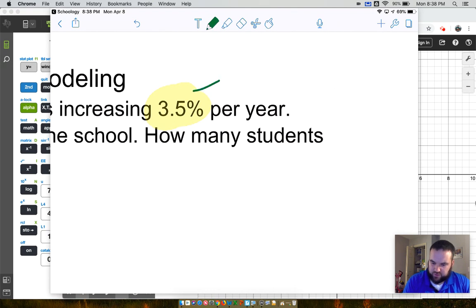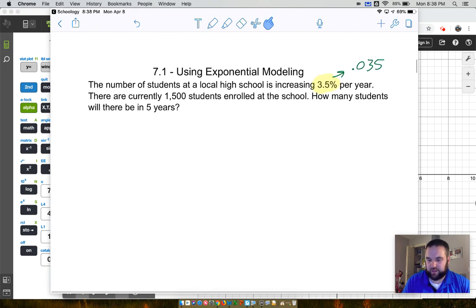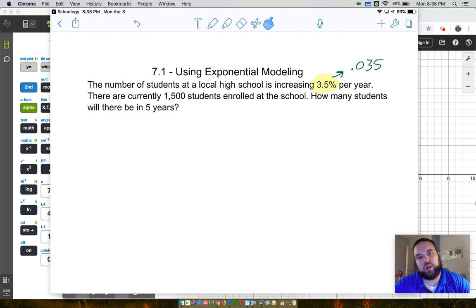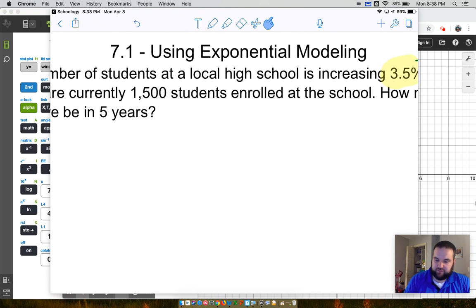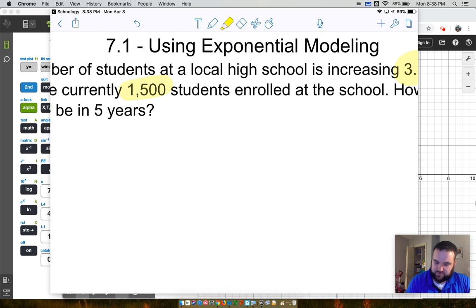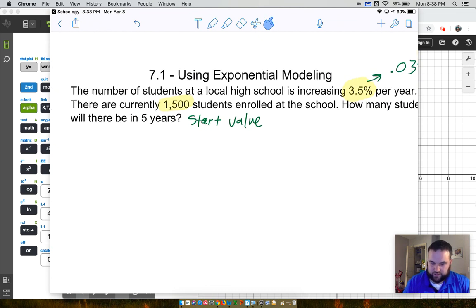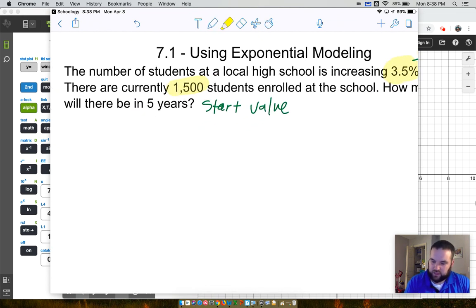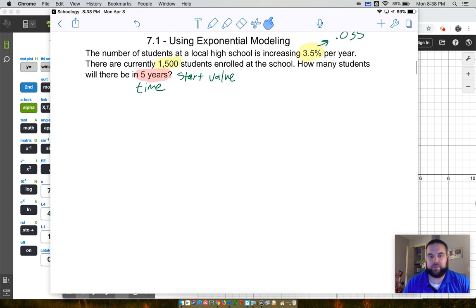Remember, when we're doing exponential modeling, I want to change that 3.5% to 0.035. That'll be my percent change as a decimal. I also have my start value, which is 1,500. And finally, we have the time that we're looking for. The amount of time is 5 years. What will the enrollment of the school be, or how many students will there be, basically?